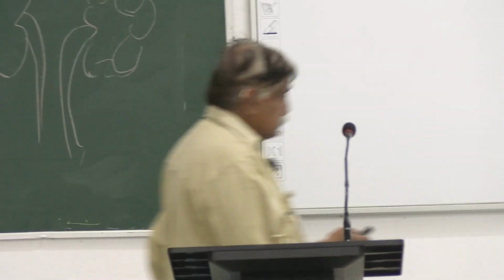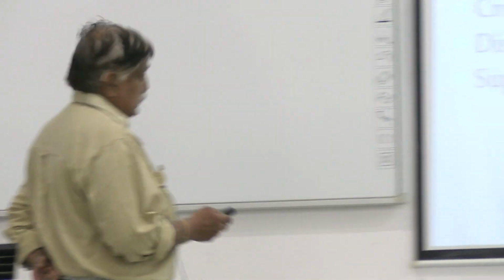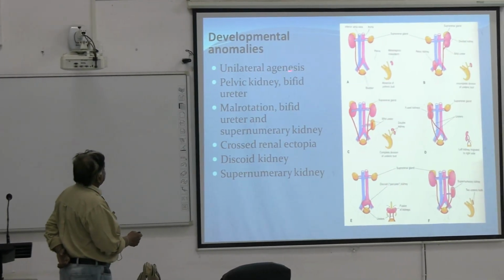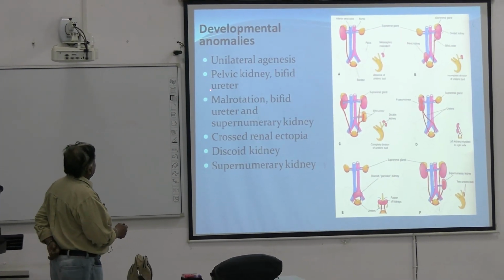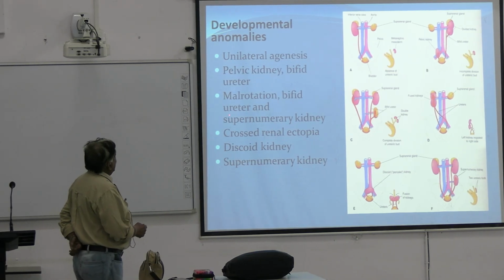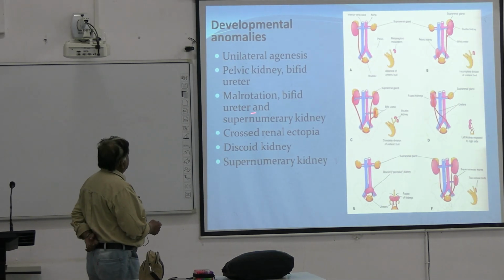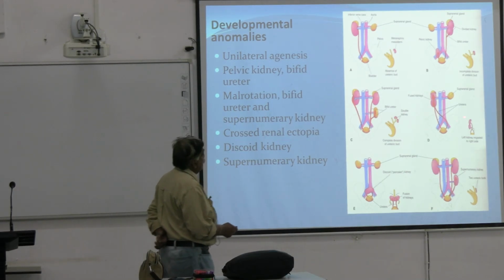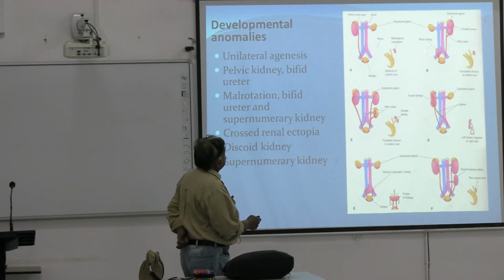Anyway, next. Now, developmental anomalies: unilateral agenesis, pelvic kidney, bifid ureter, malrotation, supernumerary kidney, cross renal ectopia, discoid kidney. These you will get in the embryology books. These are the conditions, and this is the bifid kidney.